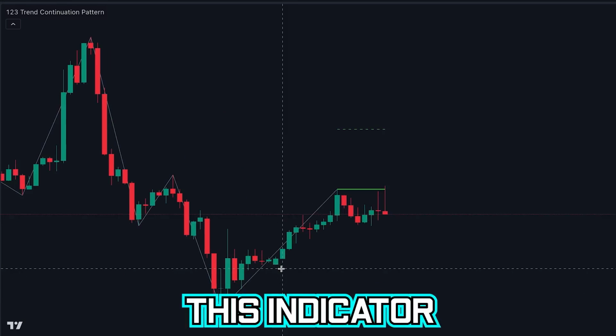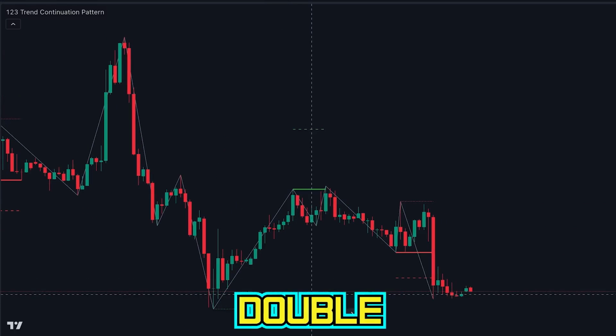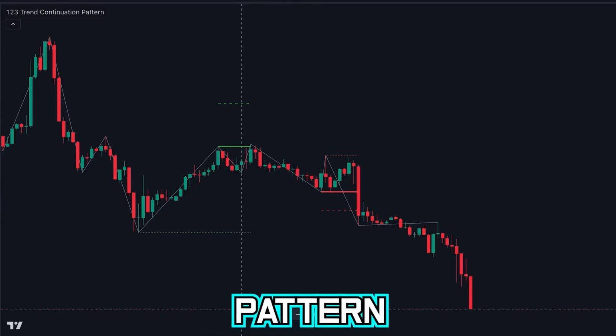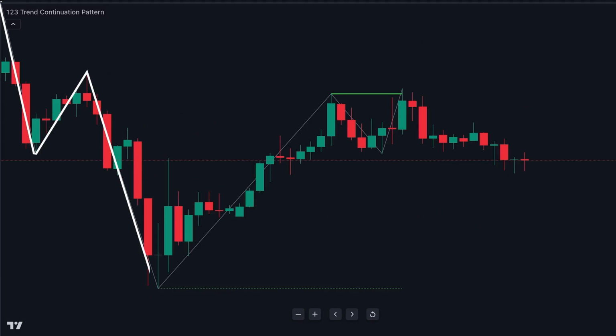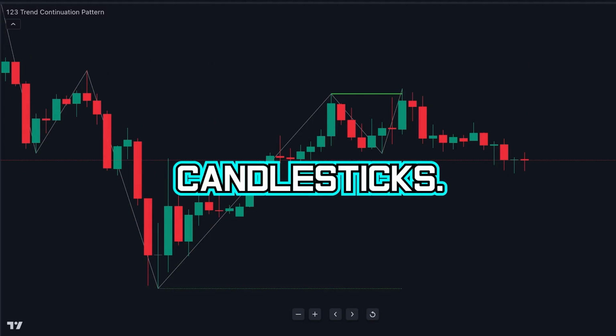Another method of using this indicator is to identify certain chart patterns such as double tops, double bottoms, and the head and shoulder pattern. By using the lines drawn between swing points, it allows us to clearly see the swing structure in the market, eliminating a lot of the noise seen when looking at raw candlesticks.